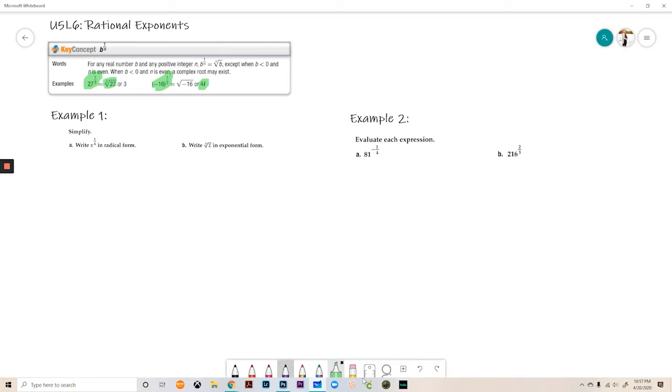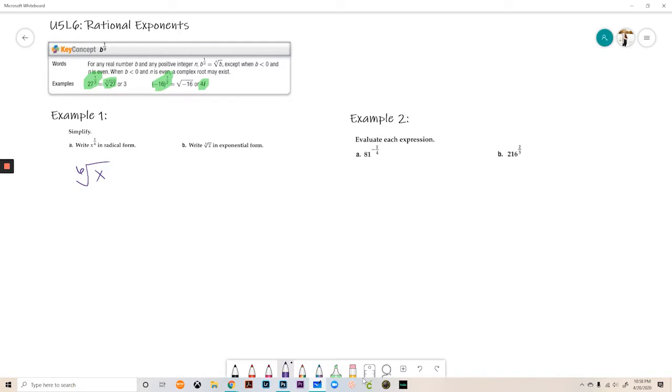So we're going to practice with example 1, writing each form. Part A says write x to the 1/6 in radical form. So the denominator of our fraction is going to be 6. So that's the root that we're going to take. So 6th root of x. And so now that we've introduced that radical, we are in radical form. And that's it for part A.